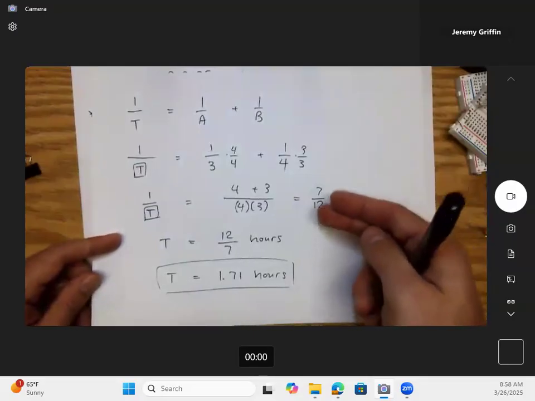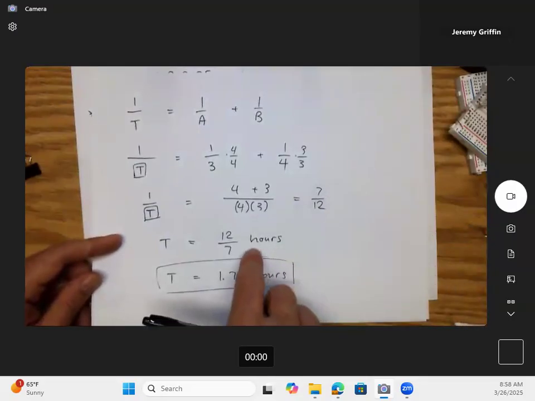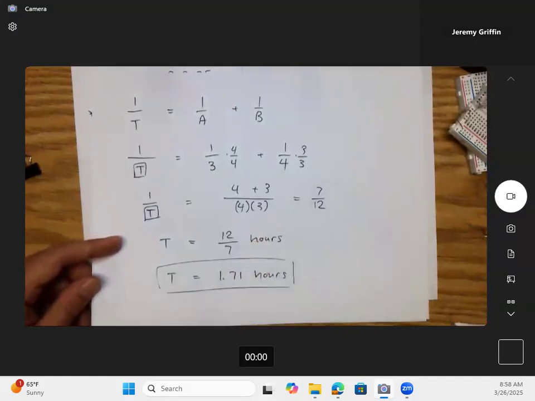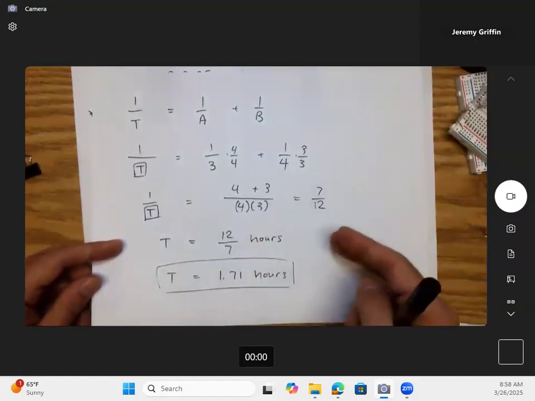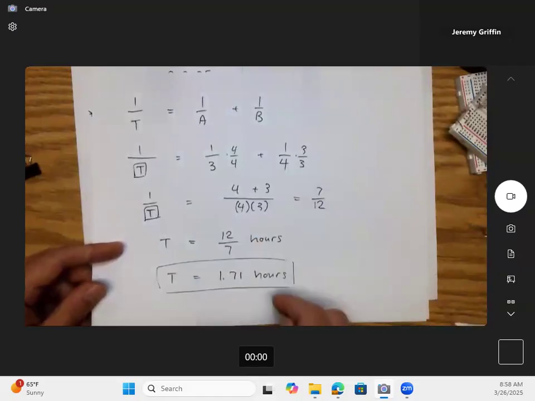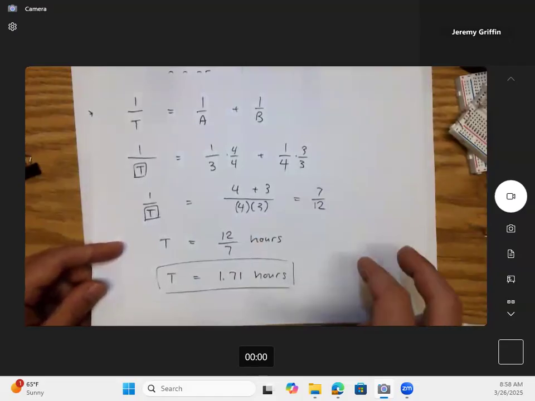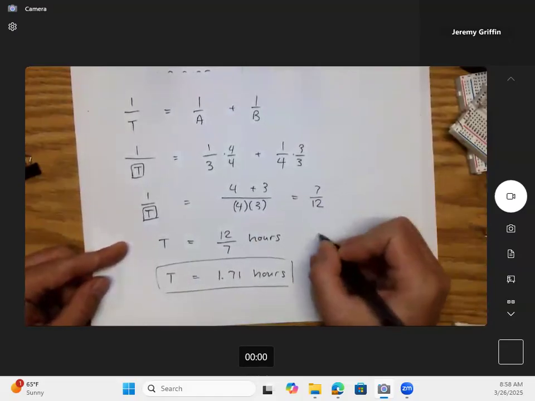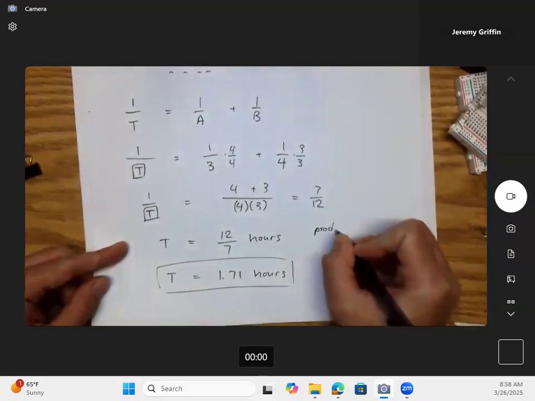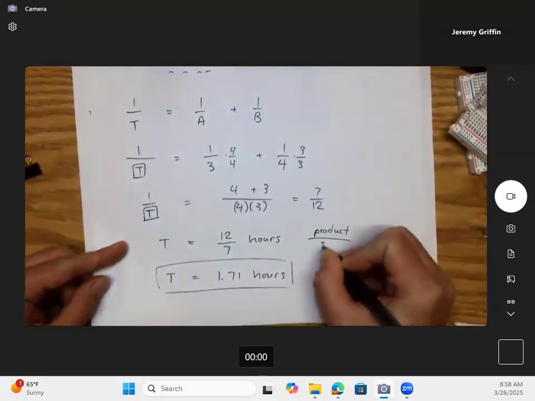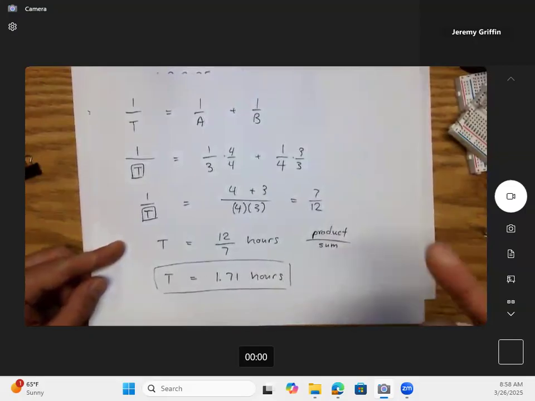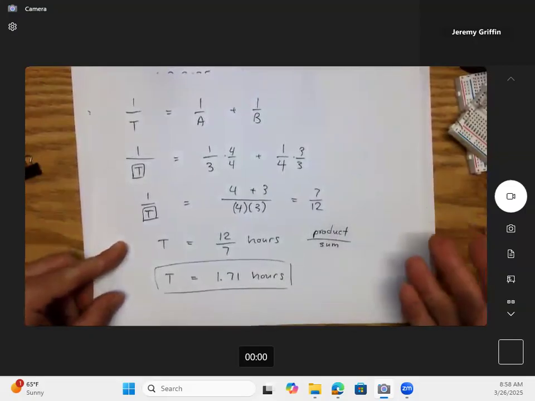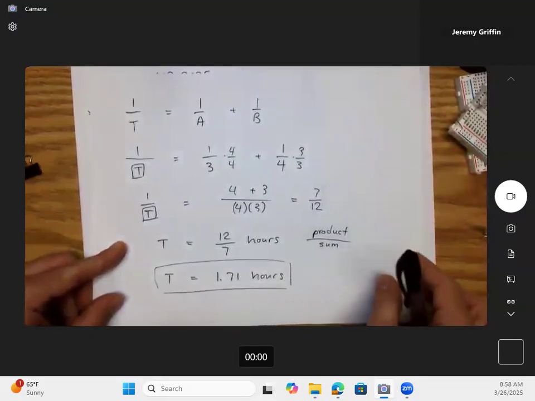So do you guys see that at the end of the day, just with 2 friends, it's always going to be the product over the sum? You guys see that product over sum? In this case, 4 times 3 over 4 plus 3. Okay. Now that shortcut, product over sum, here, I'll write that down. So product, which is 4 times 3 over sum, 4 plus 3, only works with 2 people painting the fence, or it could be like 2 resistors in parallel.